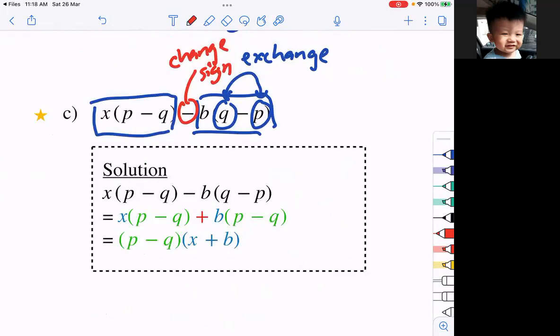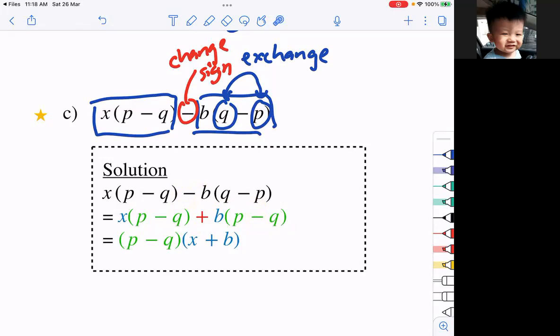Q minus P and P minus Q are different, so I flip them. It's still minus, by the way. In between is still minus. But instead of Q minus P, now I have P minus Q. But I can only do that provided I do what? Flip the external sign from what is currently negative to positive. So is this legal? I just told you it's legal. So this is a technique. Every time the grouped factor looks like A minus B, B minus A, you can use this technique.